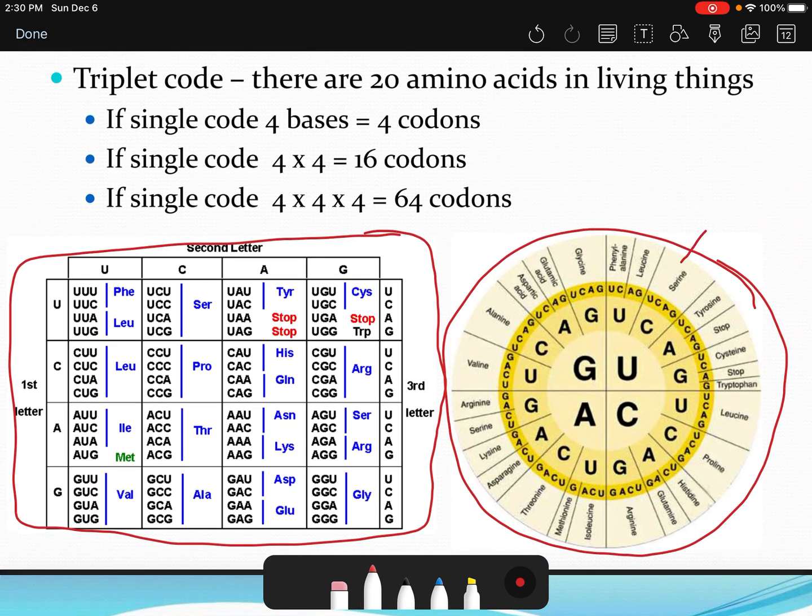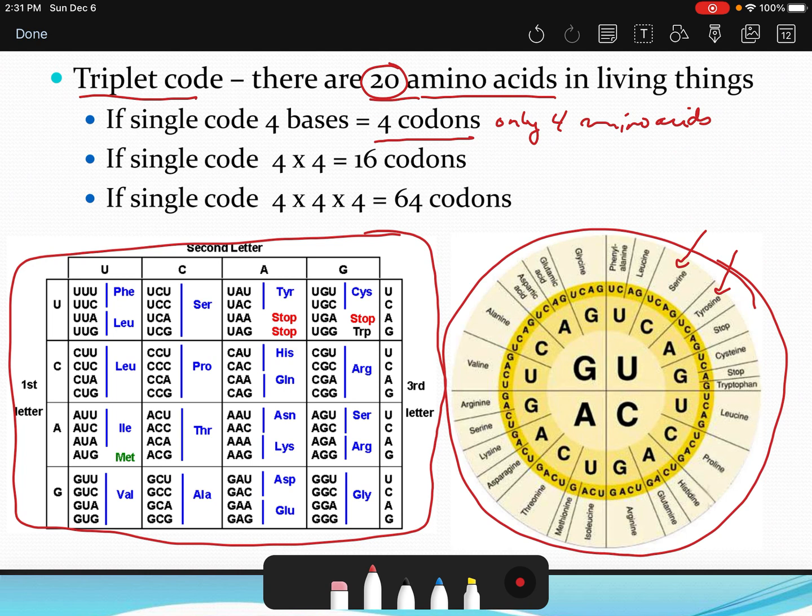So all these big fancy words that are out here, those are the different amino acids. And there's 20 different amino acids that living things have. And the reason we have a triplet code is if we would have only had a single code, we only have 4 bases to choose from, A, U, C, and G. Again, we're dealing with the RNA bases. That would have only given us 4 codons, which means only 4 amino acids possible. We have 20 here. We need 20.